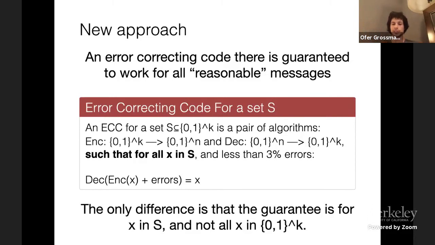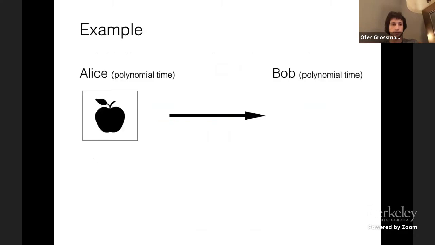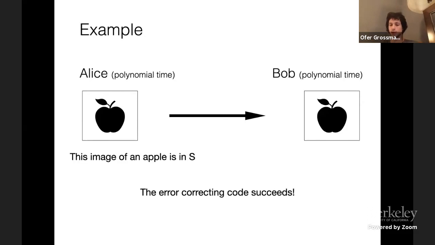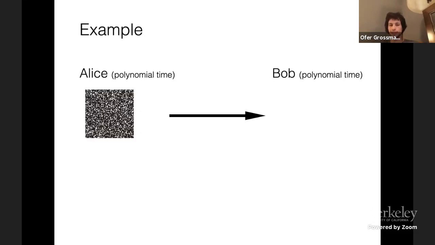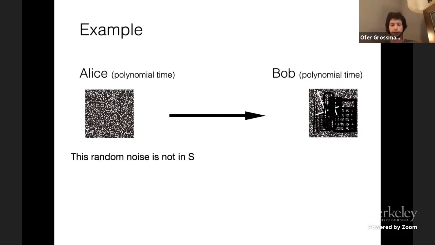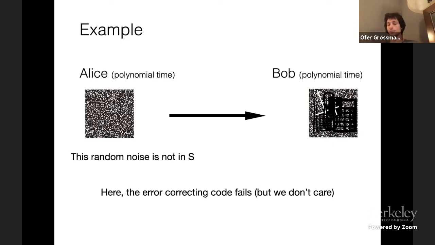So this leads to the question of, for what sets like this can you build this thing? But before we talk about that, let's see an example so the definition is super clear. Suppose Alice has this picture of an apple and she wants to send it to Bob. This picture of an apple is in S because it's a reasonable image, so Bob gets it and the error correcting code succeeds. If Alice has random noise, this doesn't look like an image, so it's not in S. So Bob gets this other thing that's different, and the error correcting code fails, but we don't actually care because Alice is not going to send something like this in the first place.